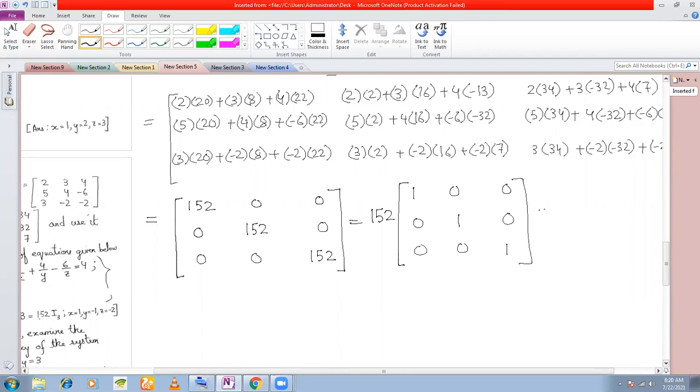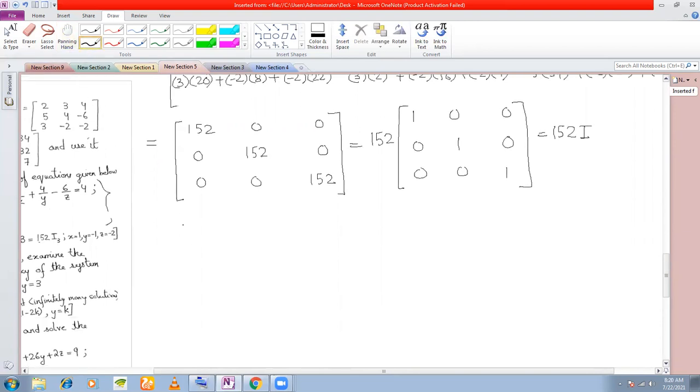So what do you see? This is equal to 152I, right? So what have we shown? Therefore, the product AB is equal to 152 times I, right?